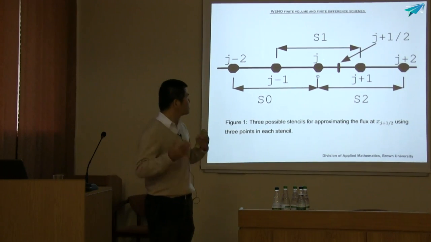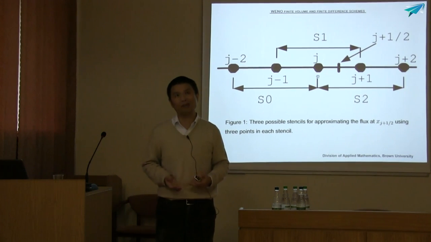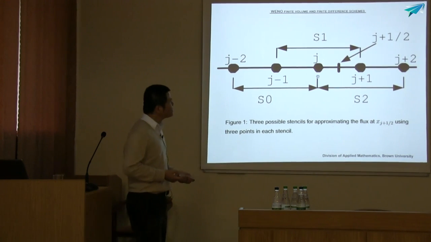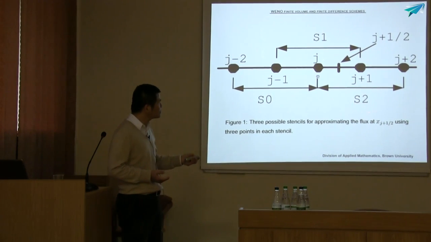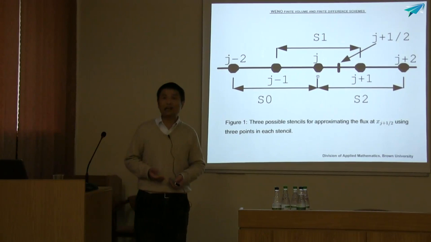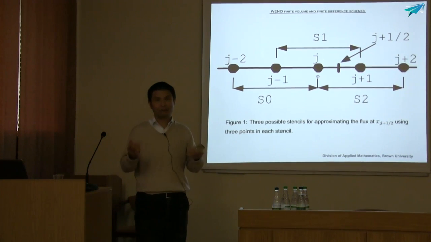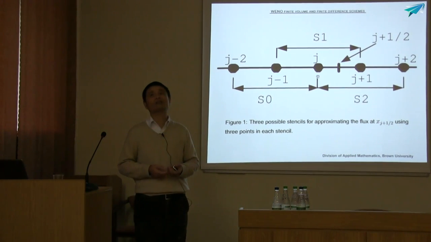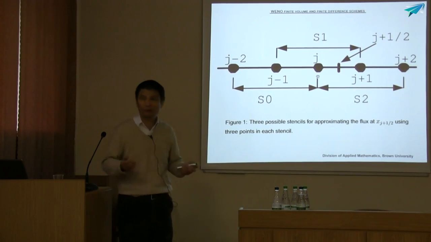However, if your function is possibly discontinuous, then the situation changes somewhat. For example, you could imagine that there is a discontinuity between these 2 dots. There's a discontinuity of the function here. Then what happens is that stencil S2 is a bad stencil because it will cross this discontinuity to choose information. So probably you don't want to choose the polynomial corresponding to S2. Well, the polynomials corresponding to S1 and S0 are both good.